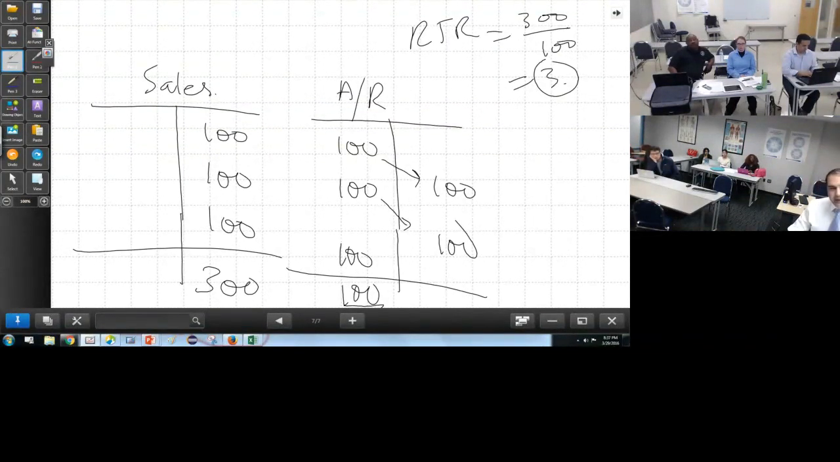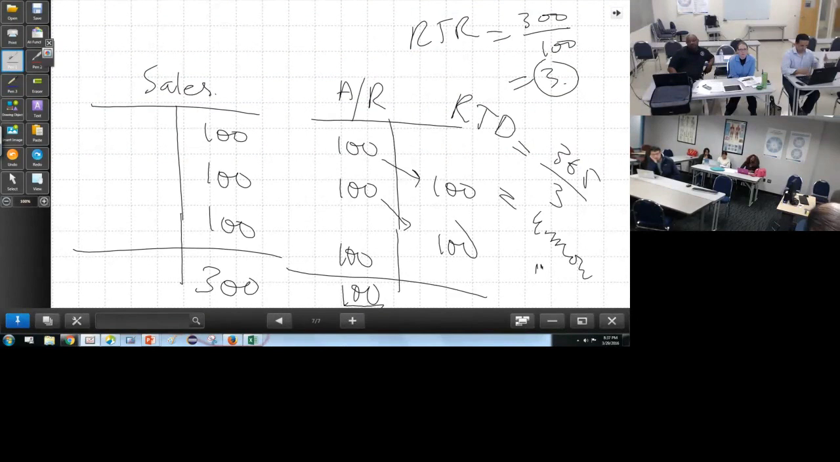Makes sense, right? And you can convert this into days as well. So you can have the receivables turnover in days. Again, 365 days divided by the receivable turnover ratio, which is 3 in this case. So if you do that, that will be 4 months, right? Okay.